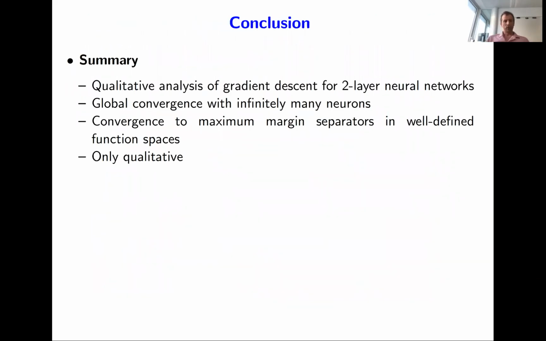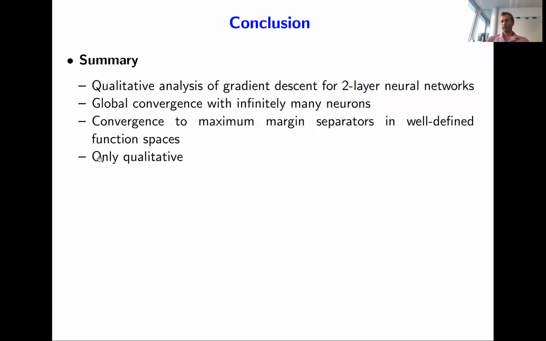Right. So to conclude, to summarize what I've talked about, I've tried to provide a qualitative analysis of gradient descent for two-layer neural networks. The key aspect is that if you let the number of neurons go to infinity, we can provide results showing that you get global convergence in that setup. It's still a complex dynamics with stationary points which are not globally optimal, but if you initialize correctly, here totally randomly but uniformly in all directions, then you're safe. And in the context of ReLUs and separable data, we show that we can characterize where we converge to. This is for the max margin setup.